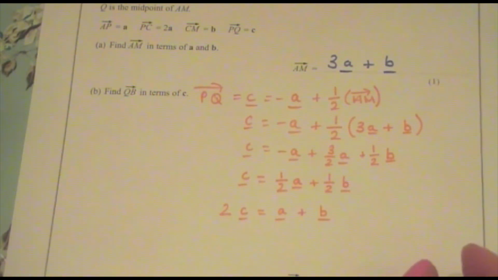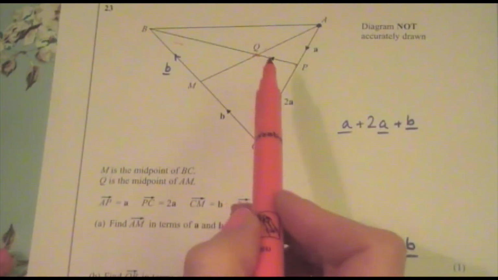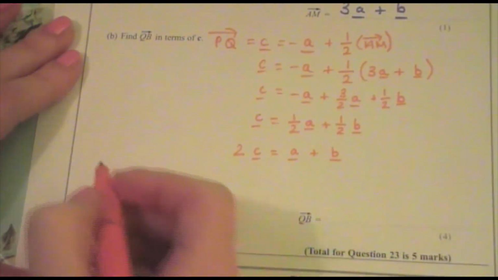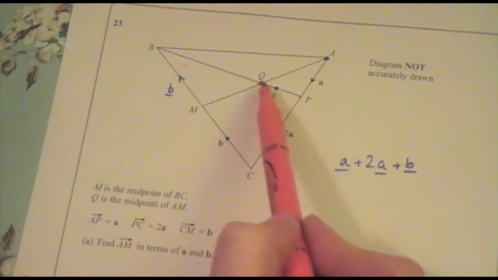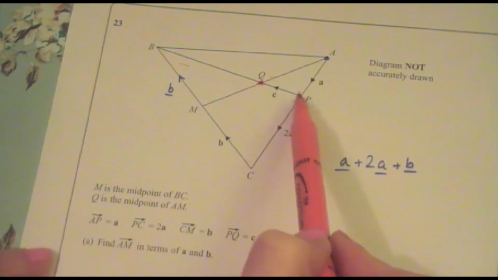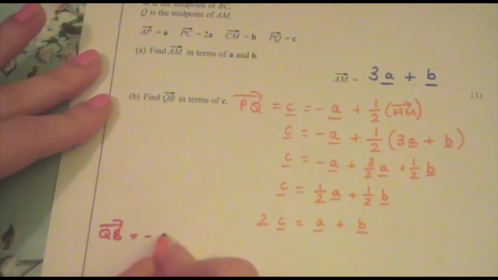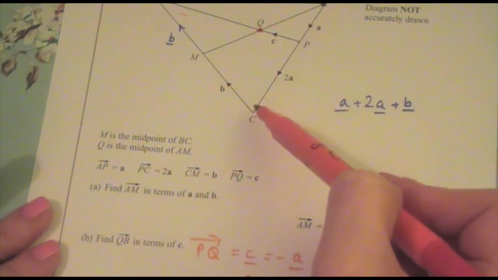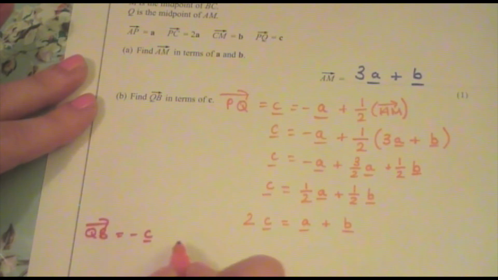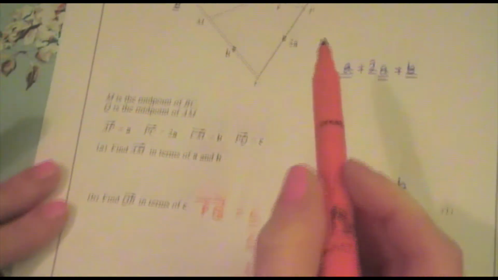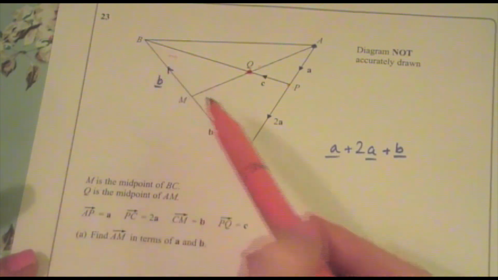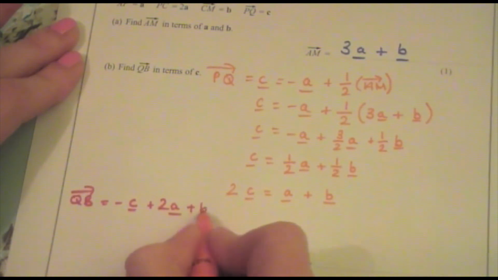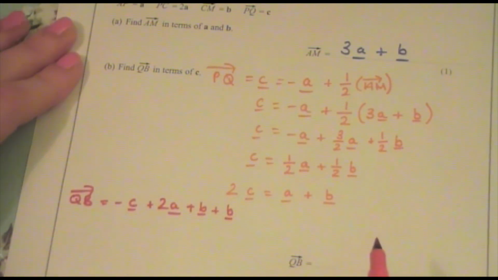Now, the next thing I'm going to concentrate on is what the question actually asked me, so the vector from Q to B. So I'm looking at Q to B. Okay, now to get from Q to B, I'm going to have to start at Q, and go backwards along C, so that's going to be a minus C. I'm going to have to go down 2A, so I'm adding a 2A. And then I'm going to go along a B and then along another B, so I'm going along 2 B's. And that's how I get from Q to B.